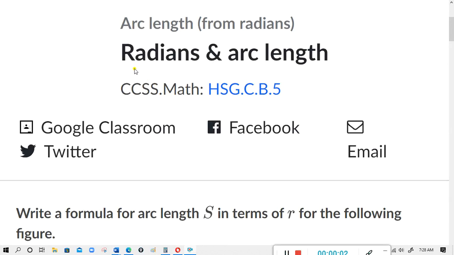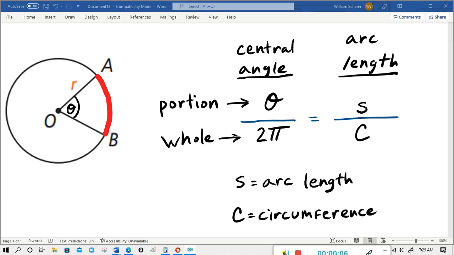This will be for the con assignment, Radians and Arc Length. So an arc is basically a piece or portion of the circumference of the circle. So this portion right here highlighted in red, that is an arc. Okay, you can think of it as like the crust on a slice of pizza.